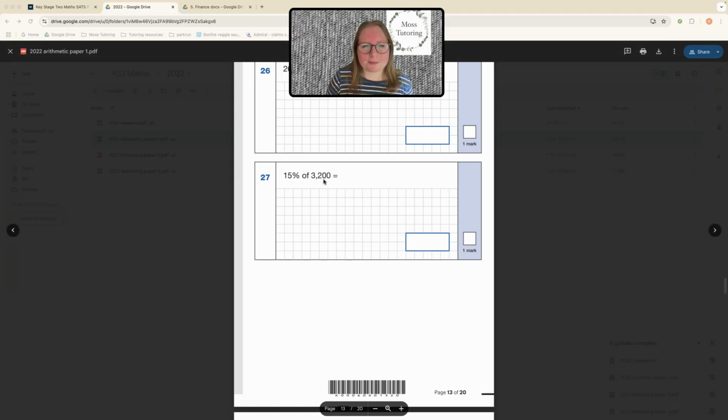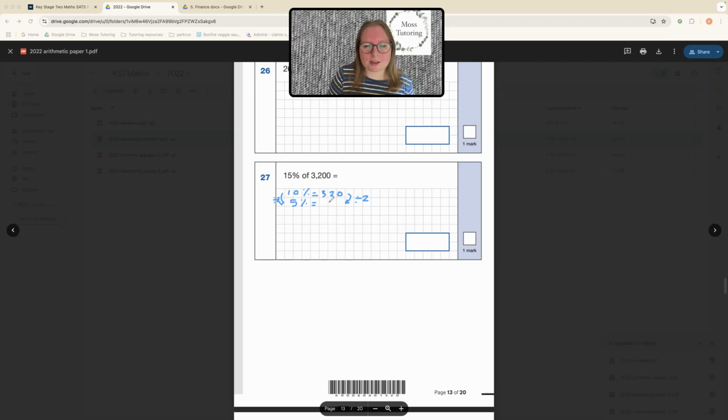So we need to find 15% of this. How I would break this down is into finding 10%, then 5%. Finding 10% is we're literally dividing this number by 10 to make 320. So if 10% equals 320, we can then find 5%. So I've divided this by 2 to make it 5%. So I need to make sure I divide this by 2 to make it 5%. Do the same to both sides.